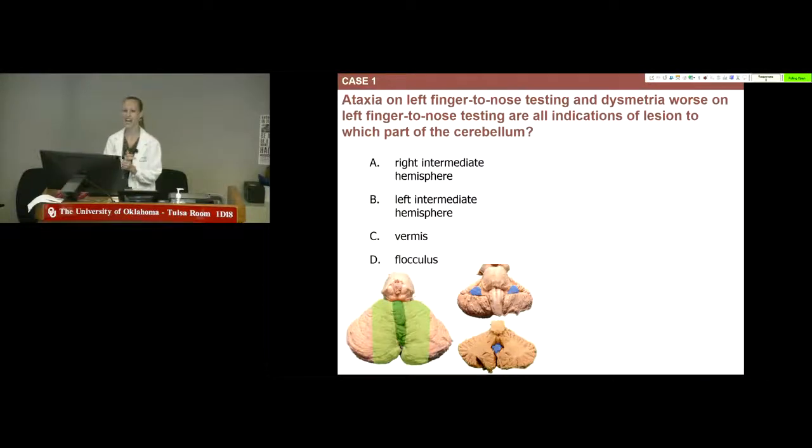So he had ataxia on left finger to nose testing and dysmetria, missing the target on left finger to nose testing. These are all indications of lesions to which part of the cerebellum?